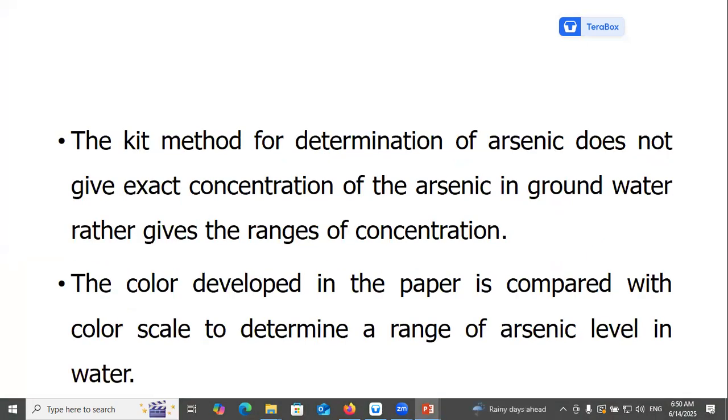The kit method for determination of arsenic does not give the exact concentration of arsenic in groundwater, rather it gives the range of concentration. The color developed in the paper is compared with a color scale to determine a range of arsenic level in water.